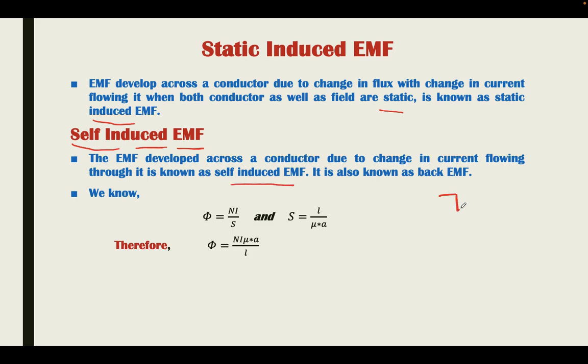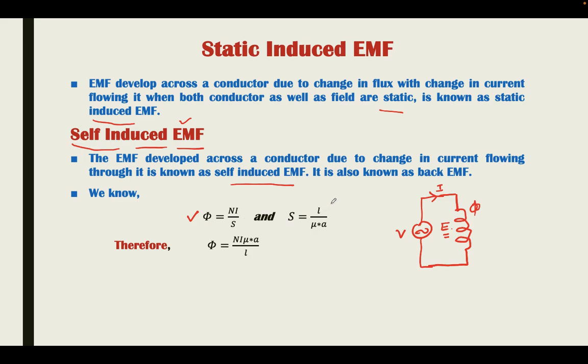Self-induced EMF here means, if this is a coil and we apply an AC supply to this coil, because AC changes its magnitude and direction both, then EMF will develop in this coil. That EMF is known as self-induced EMF when voltage V is applied across it. When the current I is flowing in this circuit, this coil will develop a resultant flux phi. The magnitude of that phi will be equal to Ni upon S, as we have discussed in earlier slides.